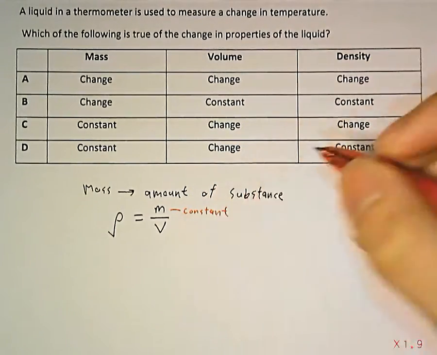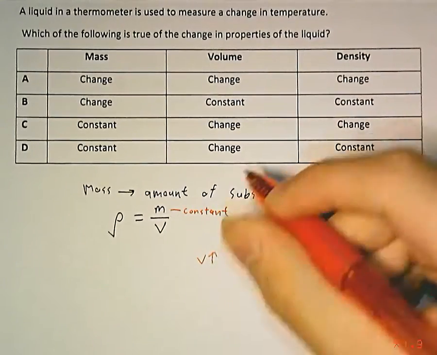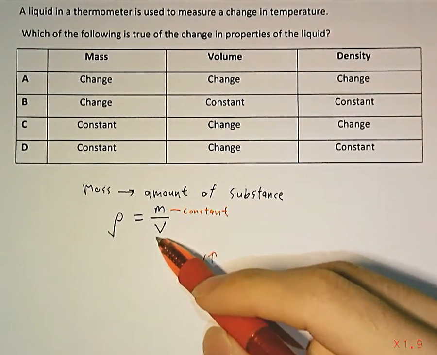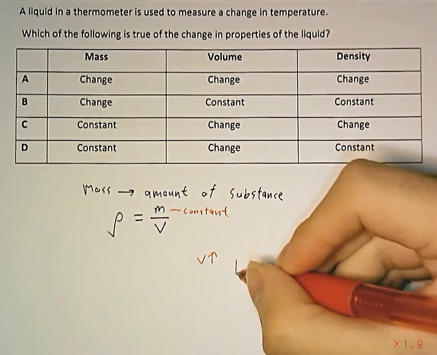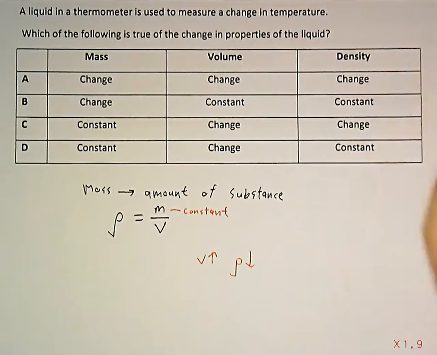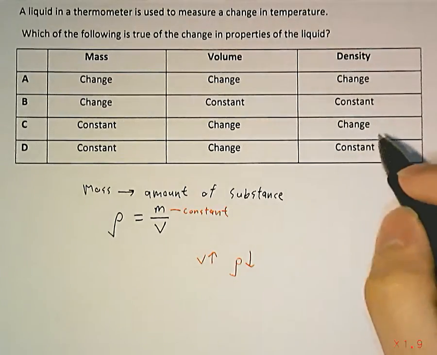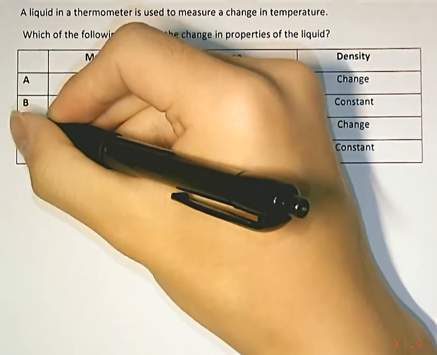If our volume increases, what we expect to see is that our denominator gets larger, so our mass is being divided by a larger number, and our density will go down. So our density actually isn't constant, it changes as well, and C is going to be our answer.